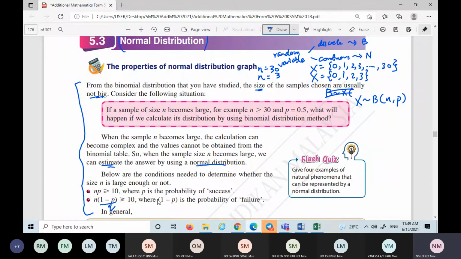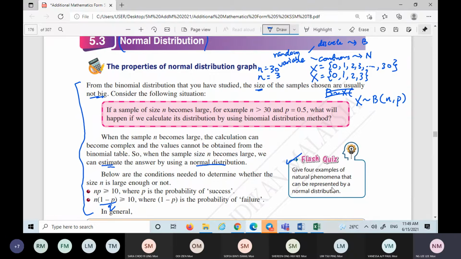Then this one we consider is large enough. But so far I don't see any questions related to this subtopic. But you just have to know, for binomial distribution, if the n is large, then it can be estimated by using normal distribution. Next, we come back to normal distribution as a continuous random variable.